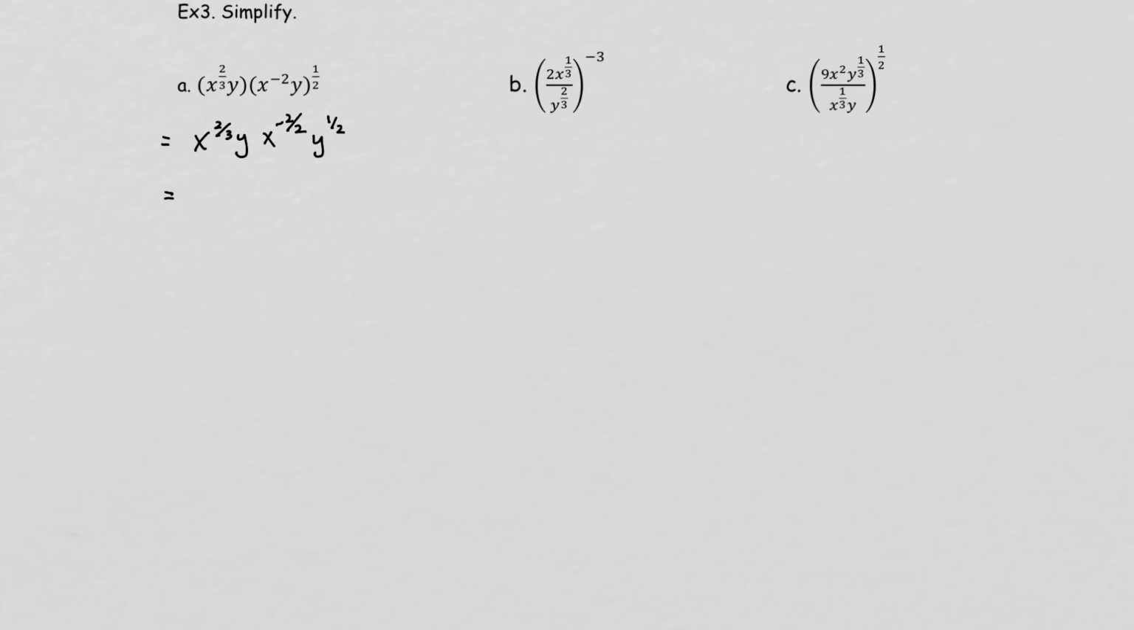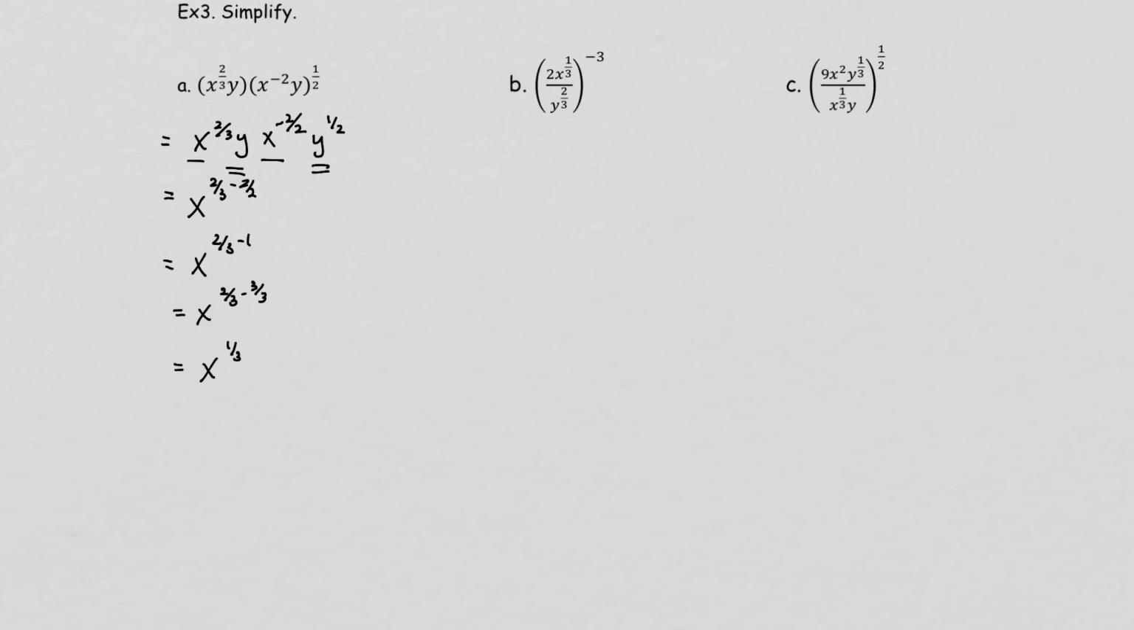Once you get rid of parentheses, now combine the like terms. So these 2 are like terms, these 2 are like terms. On the x, you're doing 2/3 plus minus 2/2. 2/2 is equal to 1, which you should be able to change into 3/3. So for x, you get 1/3.